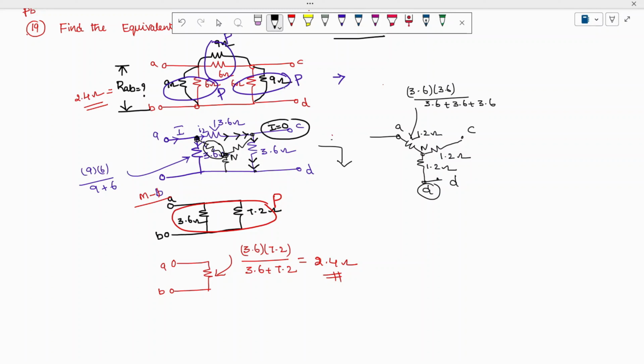If you use your brain a little bit at a higher level, you can see here this delta is a balanced delta. When you're converting a delta to a star, each value will be divided by 3. So it's nothing but 1.2. So like this also our answer is correct. So we require the resistance between R, A, B, which is nothing but this point. This is nothing but B point or D point.